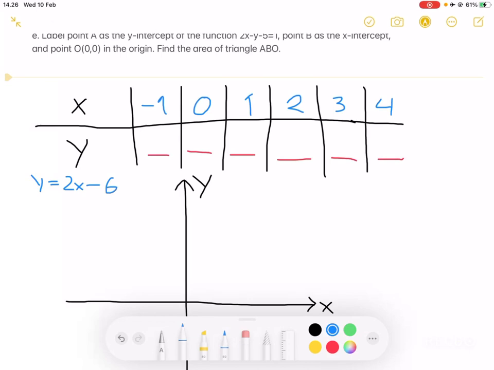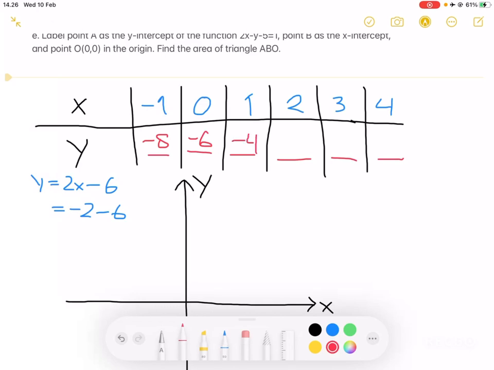Okay, so when x equals negative 1, we can just substitute that in. So we have 2 times negative 1, which is just negative 2, minus 6, which is just negative 8. So this will be negative 8. And at 0 it is 2 times 0 minus 6, which is just negative 6. So for 1, it will be 2 times 1 minus 6, which is just negative 4.